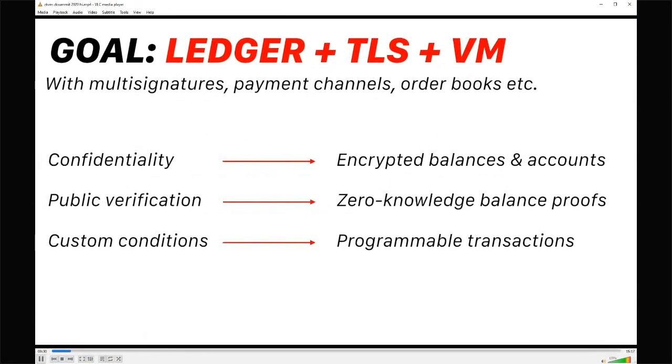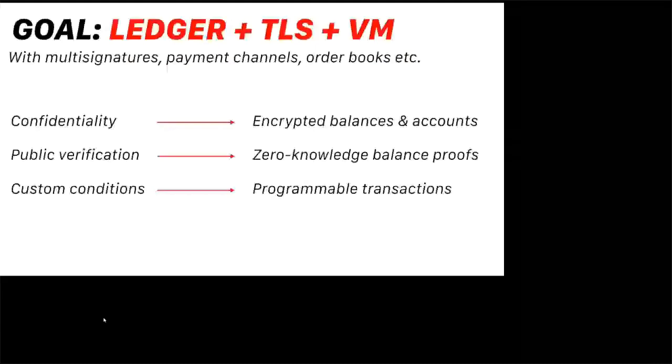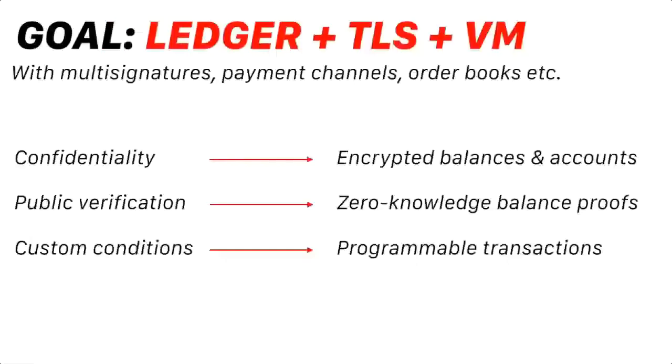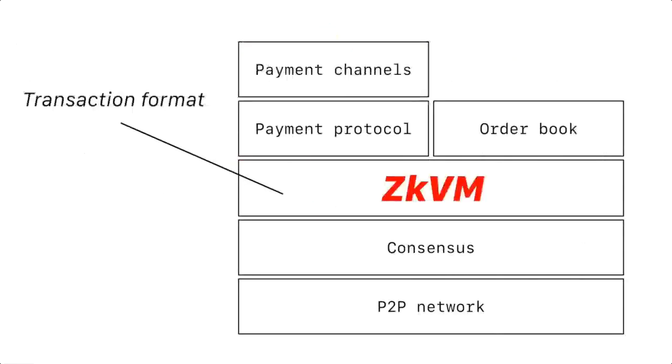But since the blockchain is a decentralized consensus system, it is hard to update to any new feature that you may think about in the future. So we need to permit some amount of programmability so that users can build the features they need on top of it. So to implement such ledger, we define a new transaction format, zkVM. It sits on top of the peer-to-peer network and some consensus protocol, and other things like payment channels, order books, arbitrary contracts. They are all implemented using instructions of the VM on top of it.